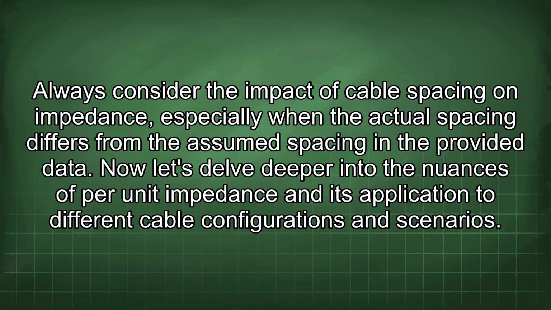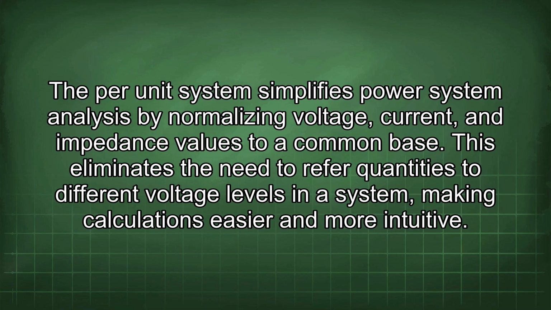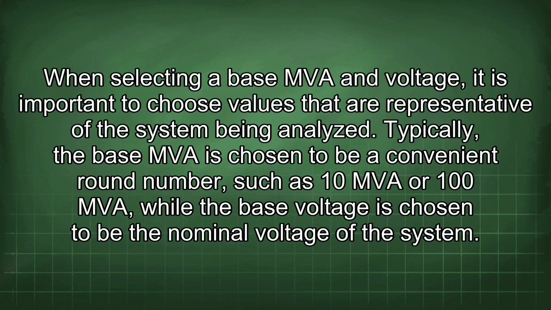Now let's delve deeper into the nuances of per unit impedance and its application to different cable configurations and scenarios. The per unit system simplifies power system analysis by normalizing voltage, current, and impedance values to a common base. This eliminates the need to refer quantities to different voltage levels in a system, making calculations easier and more intuitive. When selecting a base MVA and voltage, it is important to choose values that are representative of the system being analyzed. Typically, the base MVA is chosen to be a convenient round number, such as 10 MVA or 100 MVA, while the base voltage is chosen to be the nominal voltage of the system.